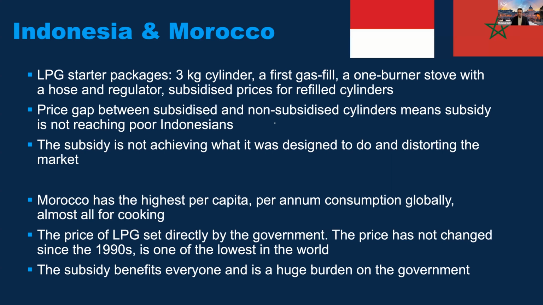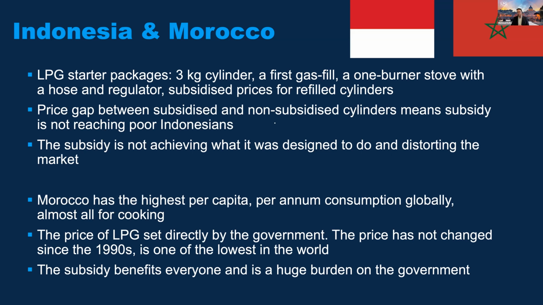Morocco has a different kind of problem. It has the highest per capita per annum consumption globally, almost entirely for cooking, and the price is extremely low. The subsidy benefits everyone, and it's a huge burden on the government, and the government therefore can't get rid of it because it would create political instability.